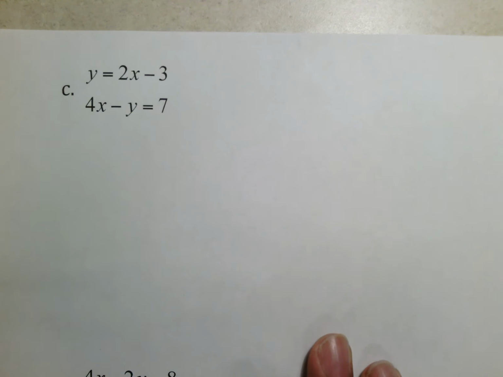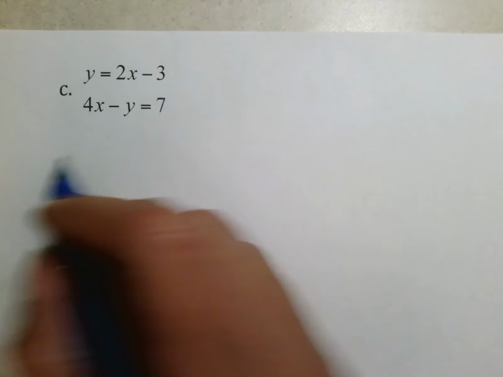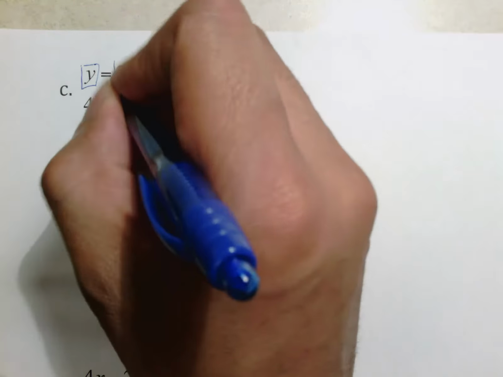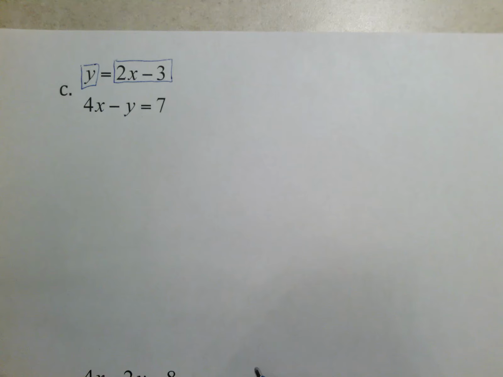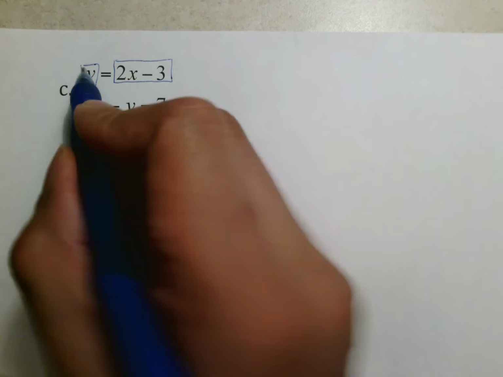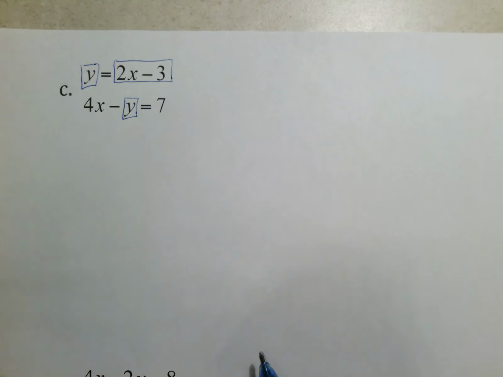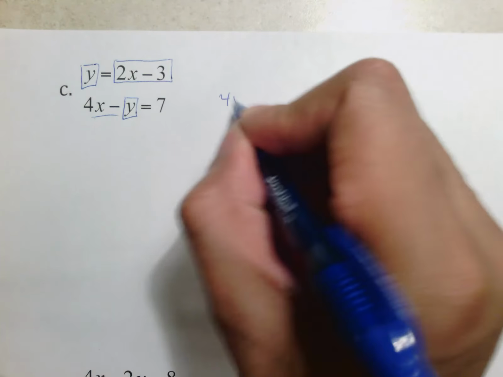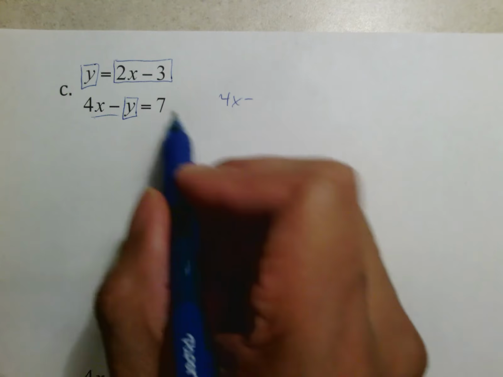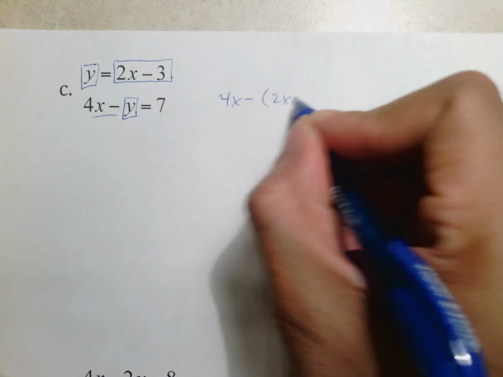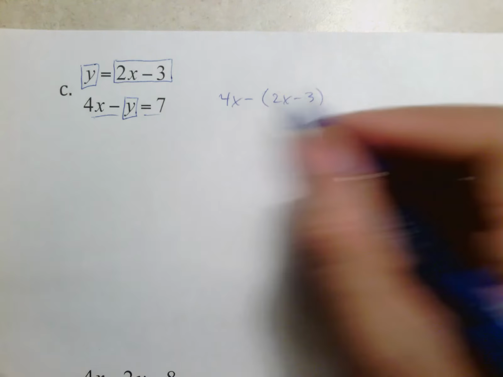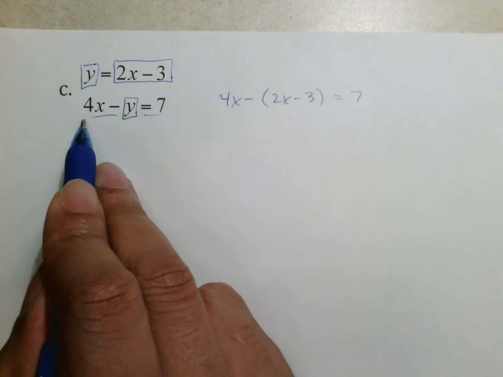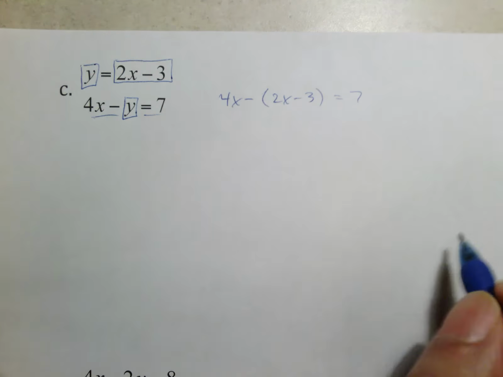C. y is equal to 2x minus 3, 4x minus y is equal to 7. Notice here that y is by itself. y is equal to 2x minus 3. From there, if y was in the box up here, we've got to put y down there. And again, we write everything in front of the box first, which is 4x and minus. Then we turn y into 2x minus 3, and then we write everything behind it, which is equals 7. You've got to make sure you write everything in front and everything behind and only swap out the y's.